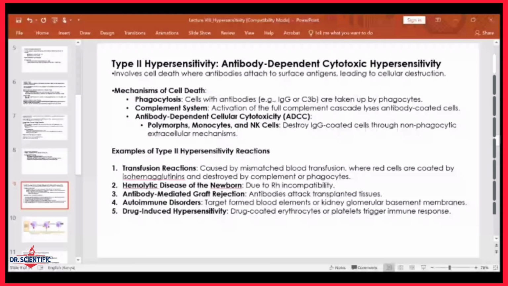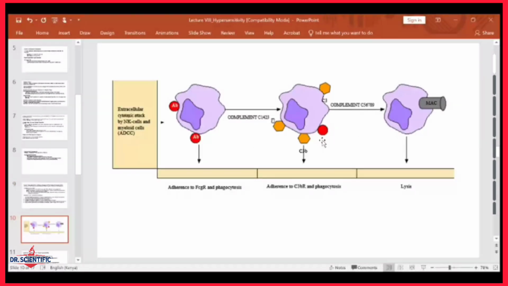So what is happening in type 2 hypersensitivity is that IgG and C3b bind the cells and the cell is killed. In that happening, the cells are destroyed. So it's called antibody-dependent cell cytotoxicity, type 2. That is exactly what is happening here. C3 is broken down to C3a and C3b, and C3b is an opsonin. Once complement is activated, ultimately it will bring about MAC, and MAC will bring about lysis of the cell.